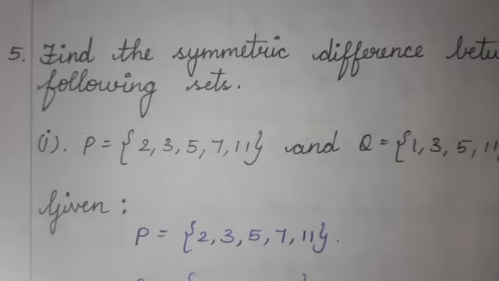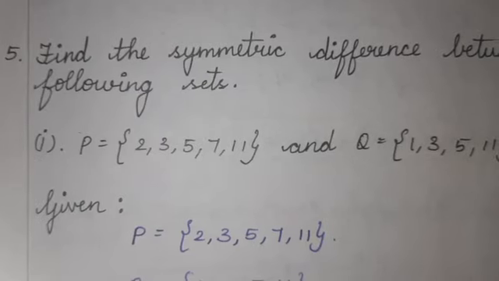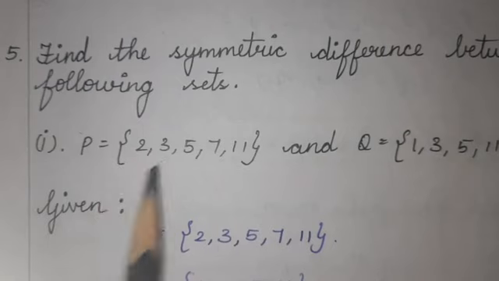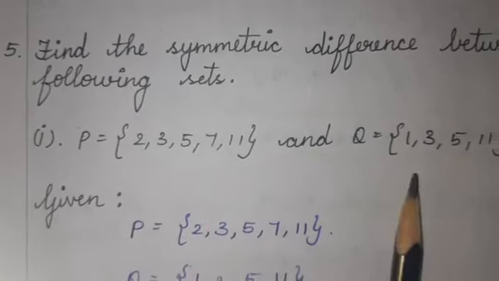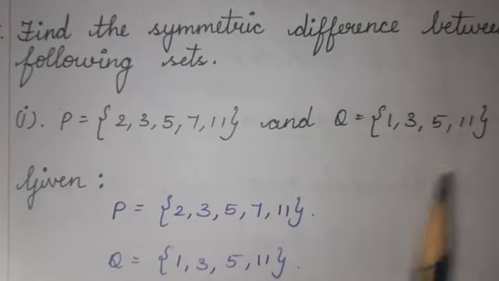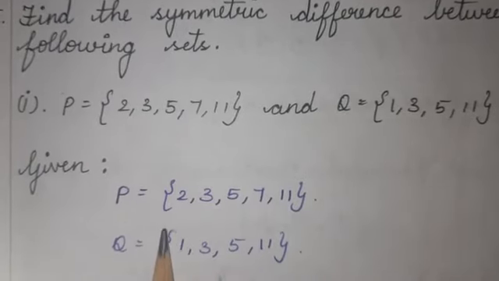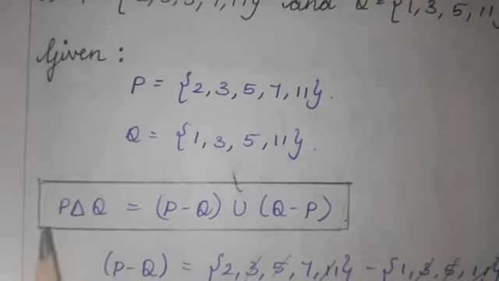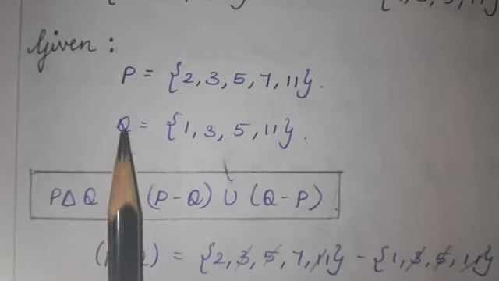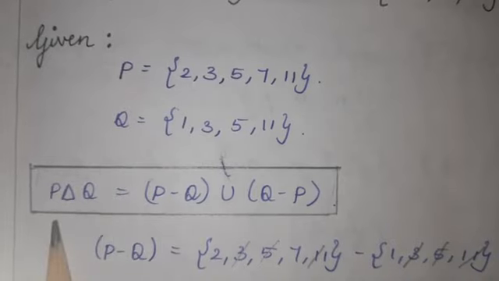Next, exercise 1.3, fifth question. Find the symmetric difference between the following sets. P set is given as 2, 3, 5, 7, 11 and Q set is 1, 3, 5, 11. That is given, I have written the P set and Q set. What is the formula for symmetric difference? P symmetric Q. Here the names of the sets are P and Q, so like that you should change the formula.